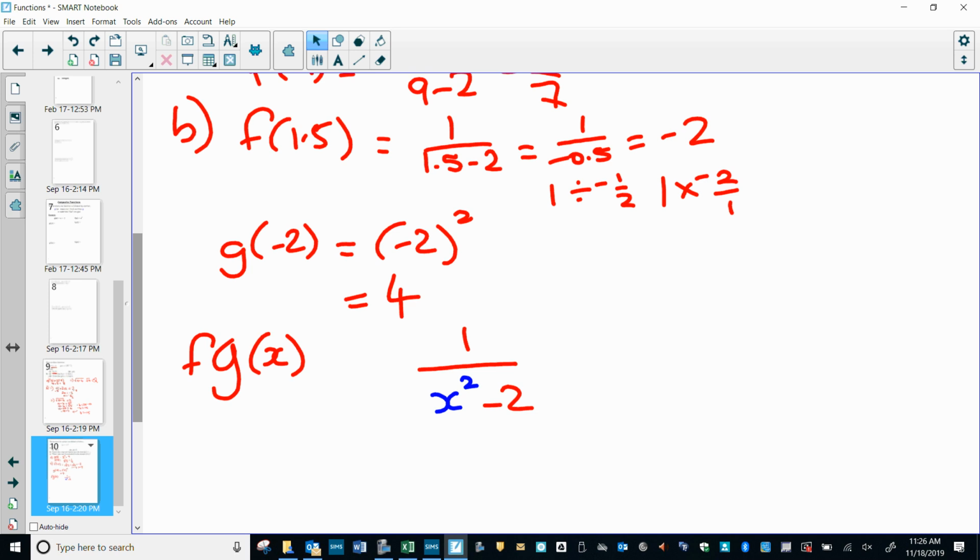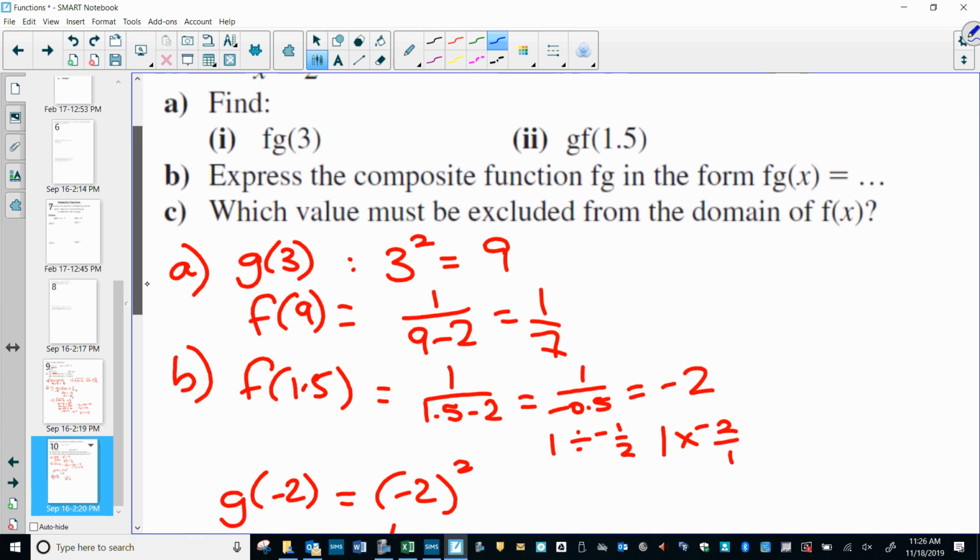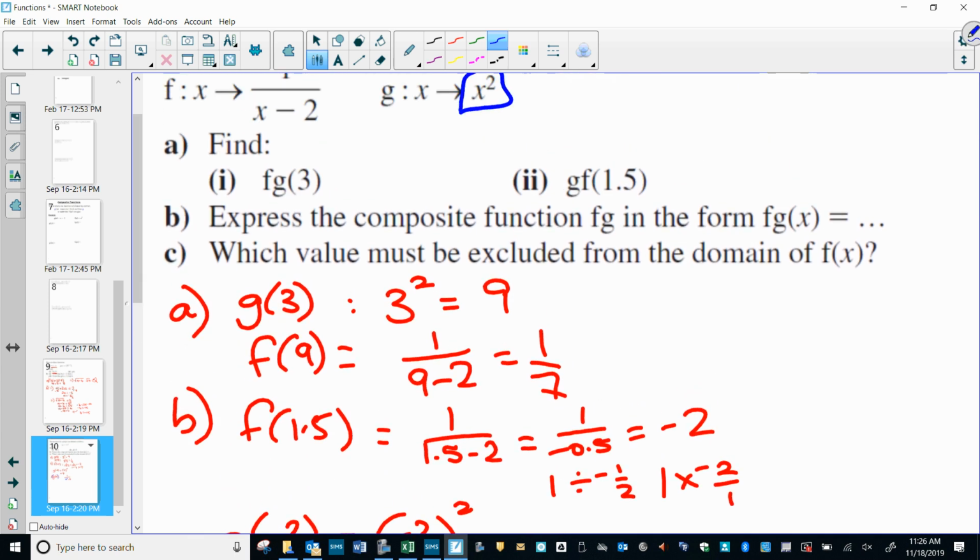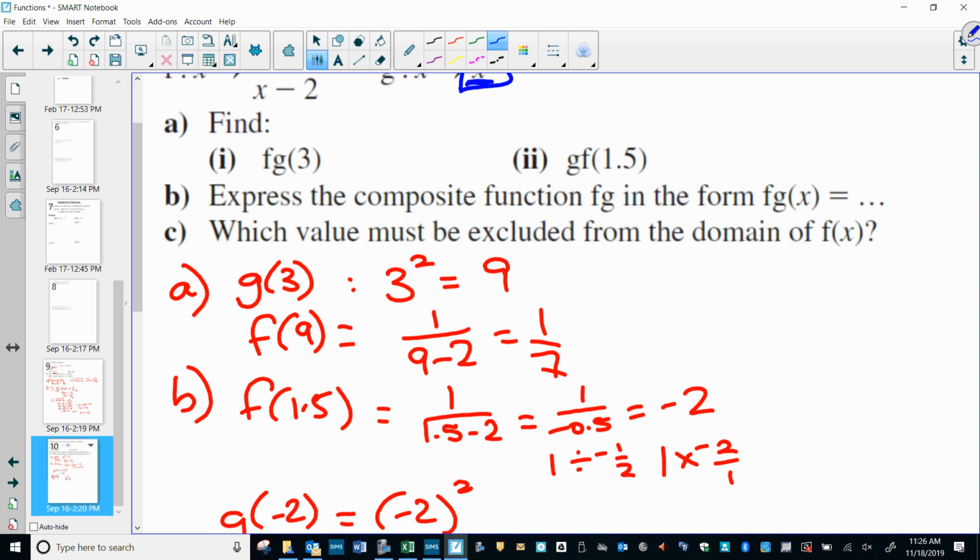Everyone happy with that? Where did that come from, people? So remember, the g is being substituted into f. Now g(x) is just x squared. So what Emily did was, instead of this x here, she put this whole function. Now that whole function happens to just be x squared, so that has replaced this x here.